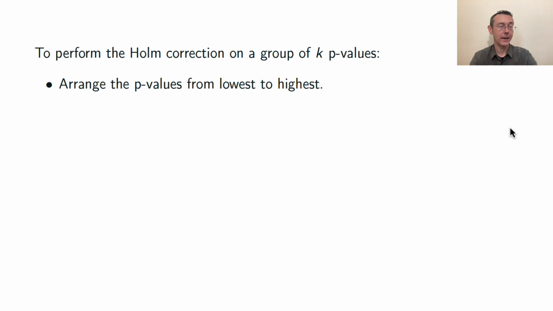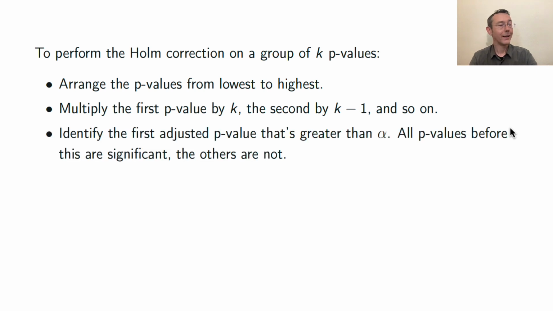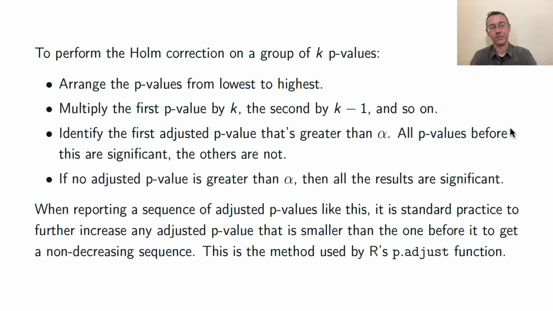If you've got k p-values, you arrange them from low to high. The smallest ones first, the highest ones last. Instead of multiplying the whole sequence by k, you only multiply the first one by k. You multiply the second one by 1 less, k minus 1, the third one by 2 less, k minus 2, and so on. You then identify the first adjusted p-value that's greater than your significance level, alpha. All p-values before that are considered significant, and all the others are not. If none of them are greater than alpha, then of course they're all considered significant.